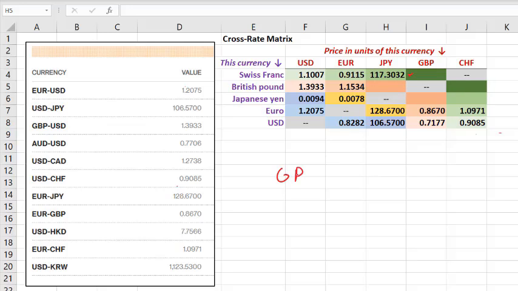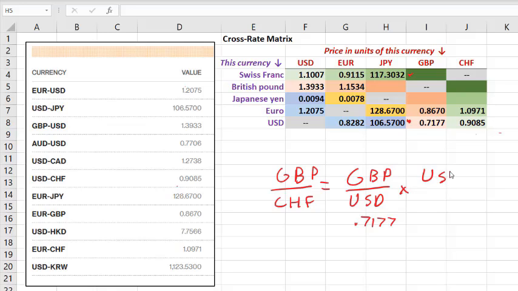So we need British pounds per Swiss franc. And again, we'll use dollars because we have everything in dollars, so we'll use both of those per dollar. So do I have Great Britain pounds per dollar, British pounds per dollar? That's right here, 0.7177. And then I have dollars per Swiss franc.